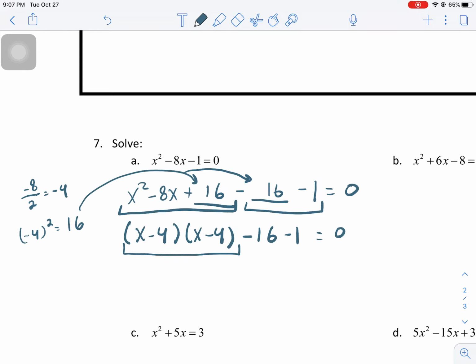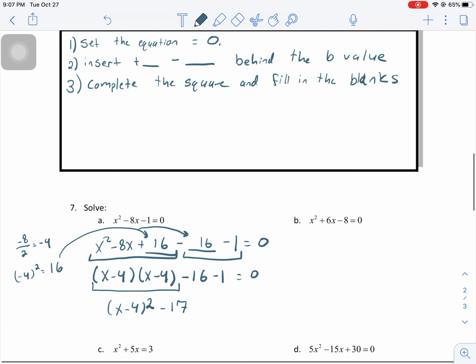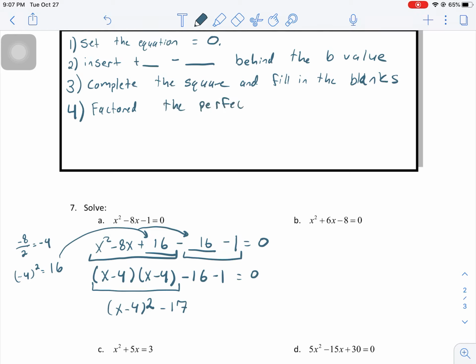So then from here we can simplify x minus 4 and x minus 4. That's x minus 4 squared. Negative 16 minus 1 is negative 17. So our fourth step, we were kind of just continuing through. But the fourth step that we did after we filled in the blanks to complete the square was we factored the perfect square trinomial that we made. So the perfect square trinomial is getting factored.